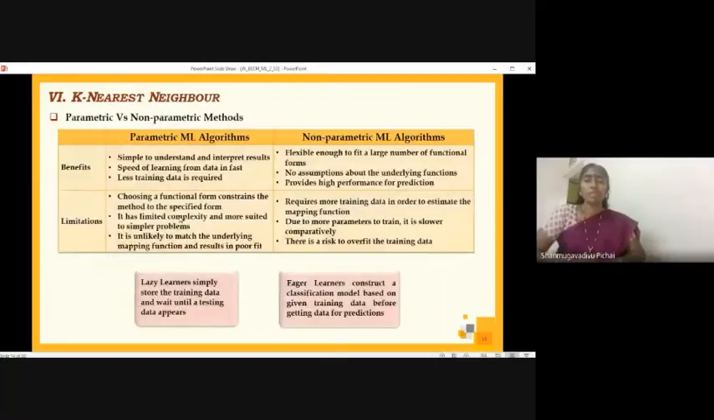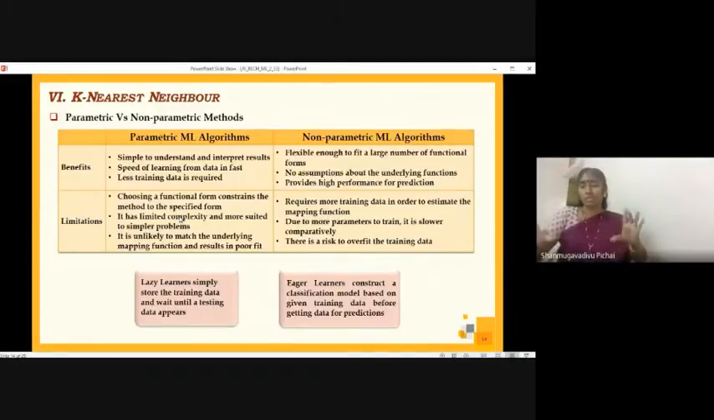So then the next one is yet another interesting one called K nearest neighbor. This algorithm is one of the widely used algorithms for classification, and we can also go for clustering the data set. Before we move further into K nearest neighbor, let us draw a clear understanding of what we mean by parametric methods and non-parametric methods.